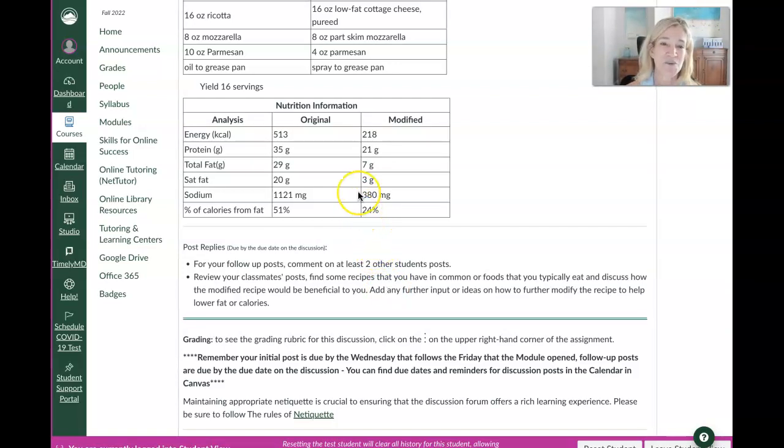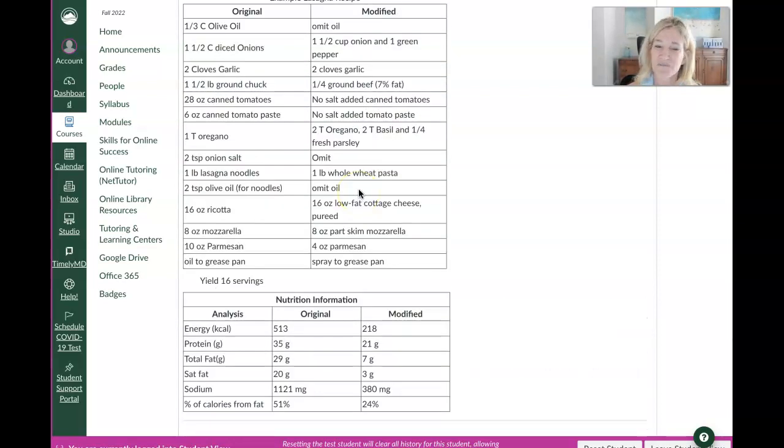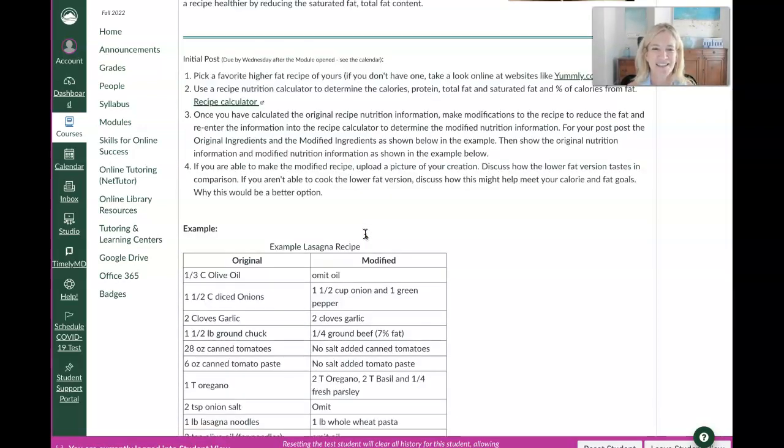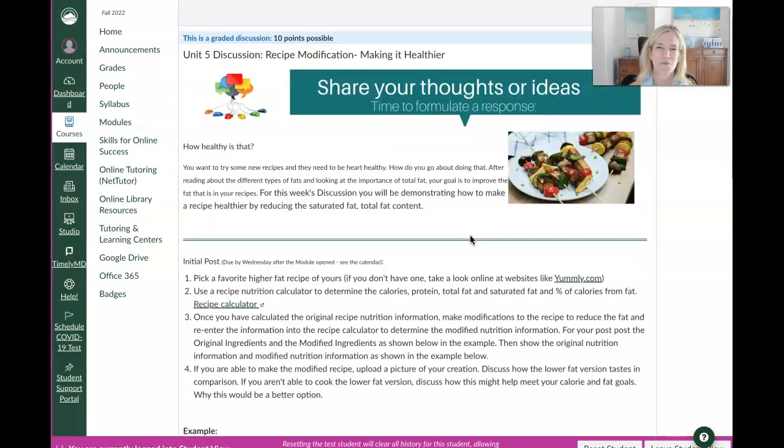If you happen to want to go one step above, you could make your recipe and take a picture and put it in there for us. That would be kind of fun. And let us know how the modified recipe turned out. In previous semesters, actually just this last couple of semesters, people were like, it just didn't taste good. So it's always good to play around with that and then circle back to it.